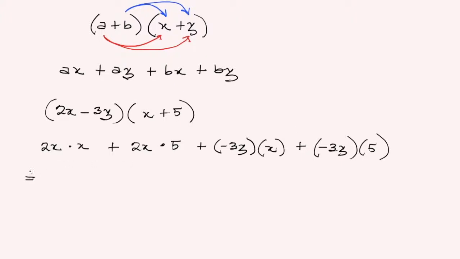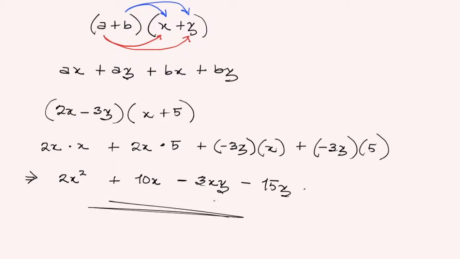And so this is going to be equal to 2x multiplied by x is 2x squared plus 2x multiplied by 5 is equal to 10x. Now minus 3y multiplied by x is equal to minus 3xy, and minus 3y multiplied by 5 is equal to minus 15y. Now we have no like terms that we can combine here, so this is our final answer.